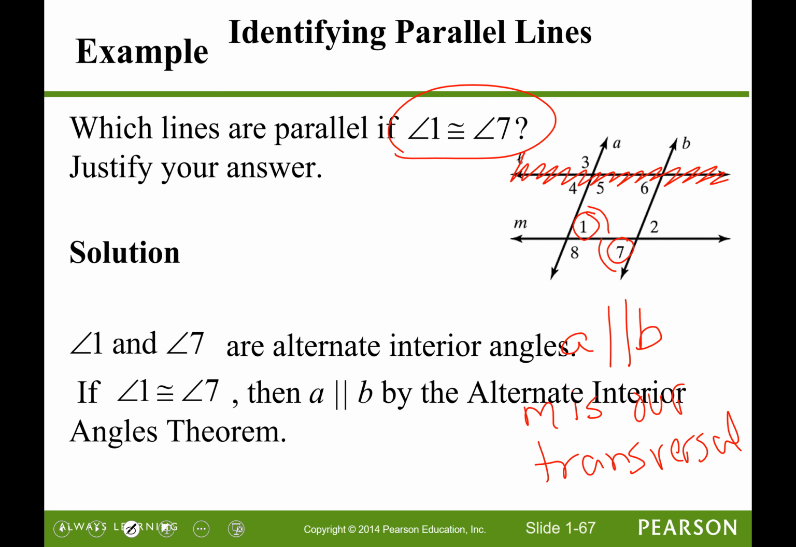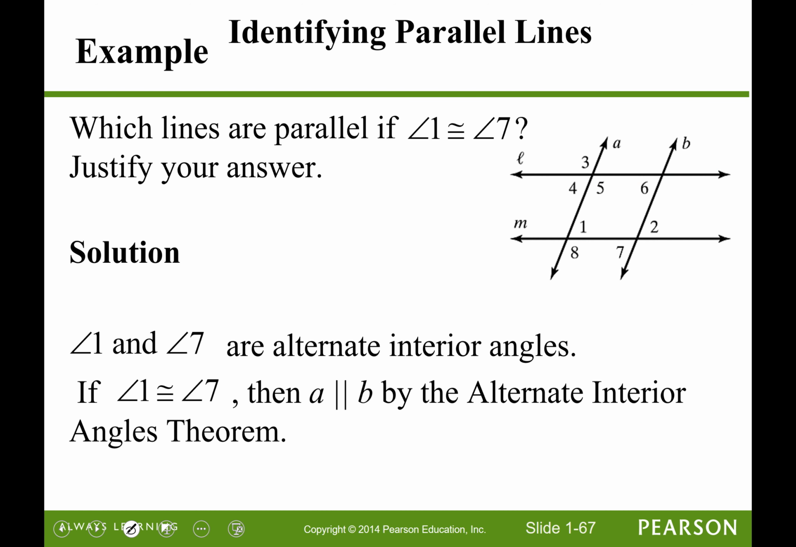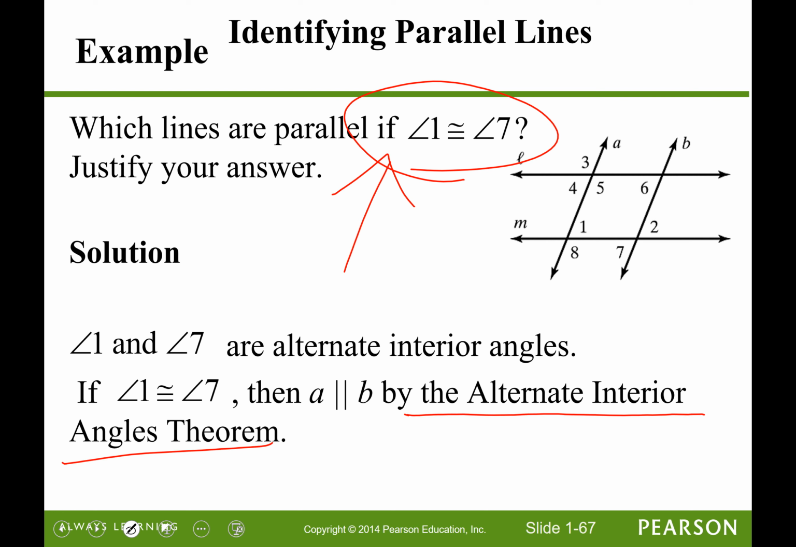We would say that angle 1 and angle 7 are alternate interior angles. If angle 1 is congruent to angle 7, which was the if statement from right there, then line A is parallel to line B, and our justification is by the alternate interior angles theorem.